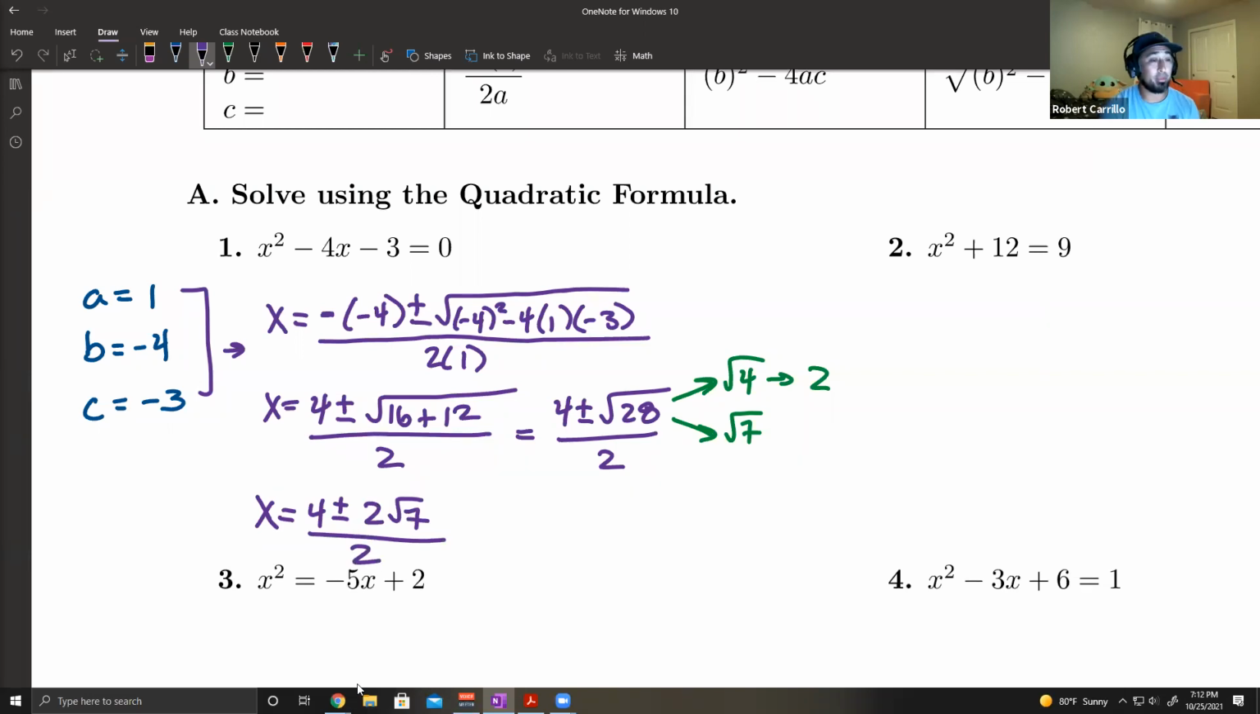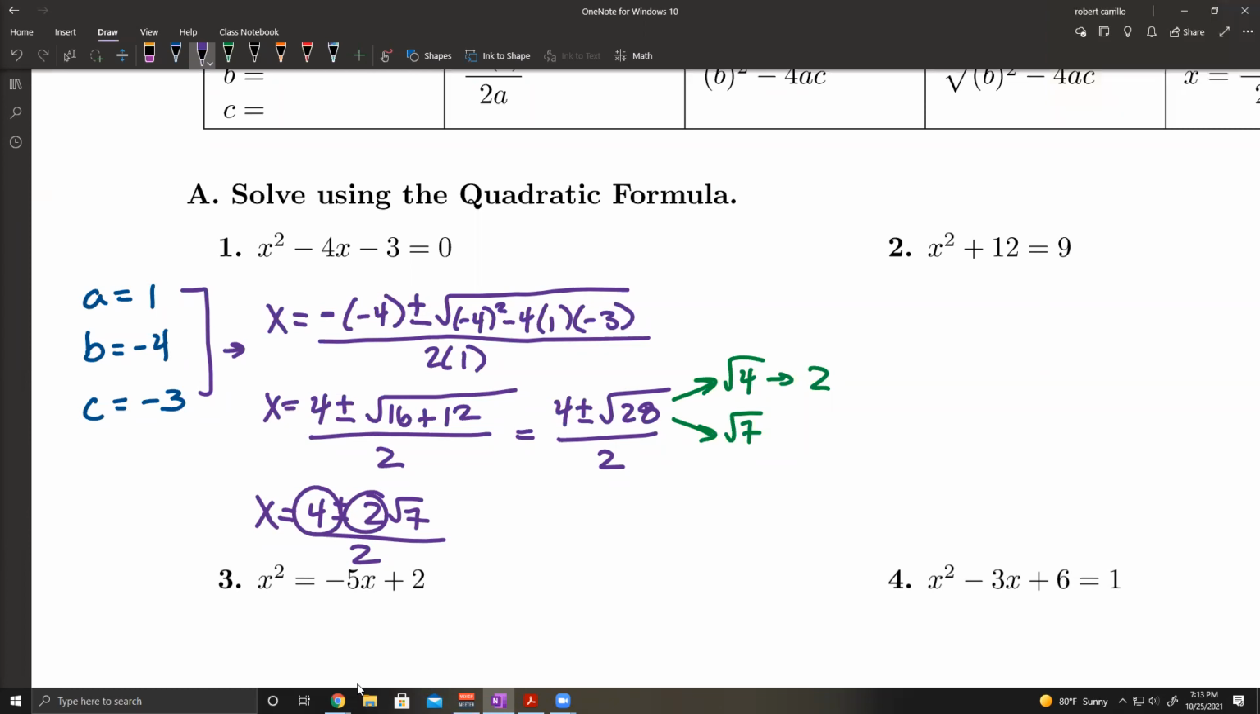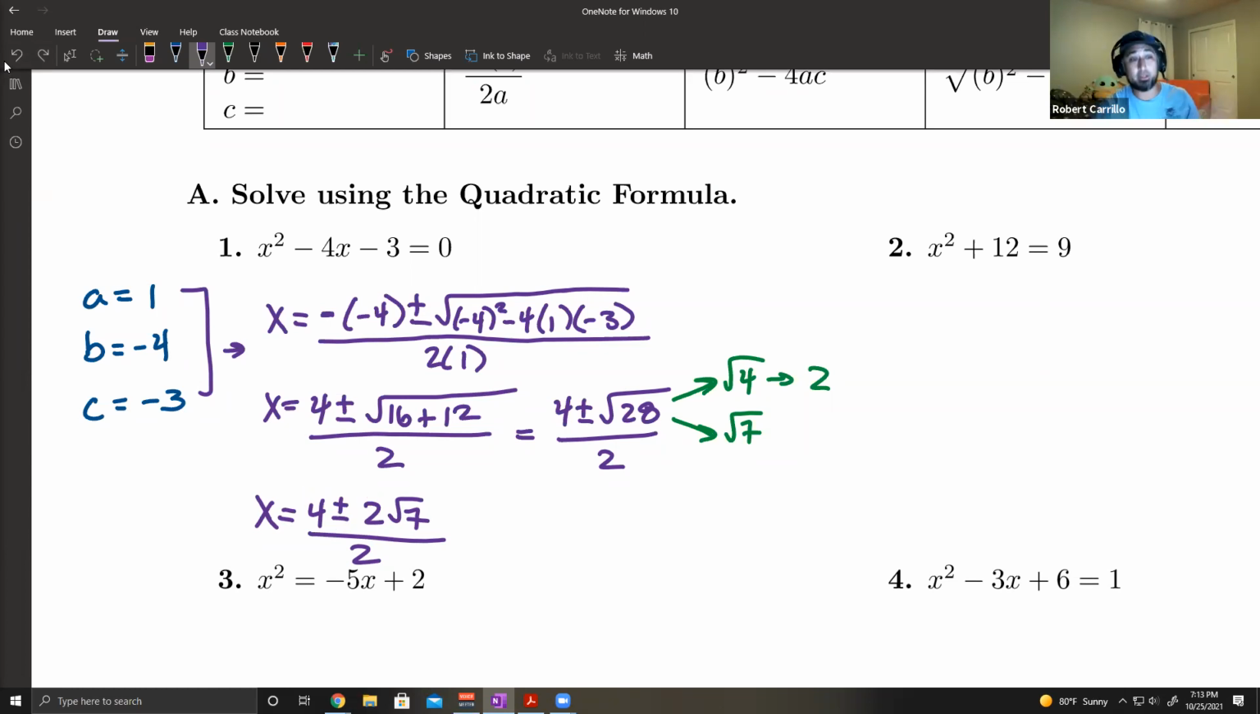And now this 4, this 2 can all be reduced by what number? 2. Or if you need to see it, split them into 2 fractions. And we can also rewrite this as 4 over 2 plus or minus 2 square root 7 over 2 and get our final answer of 2 plus or minus square root 7. There we go.